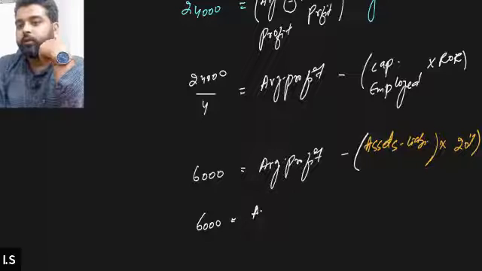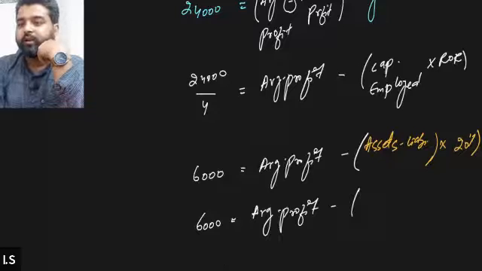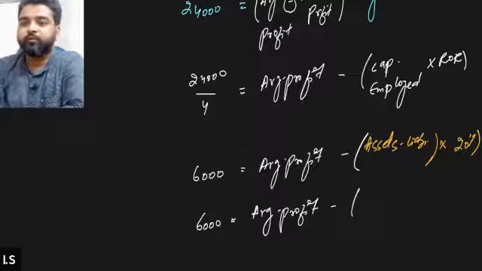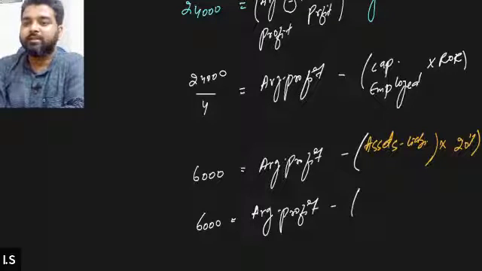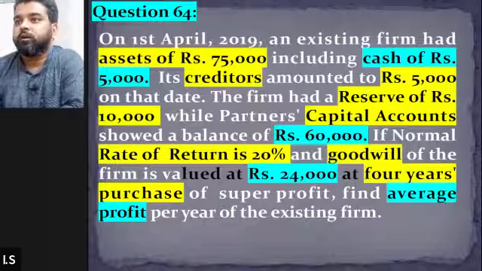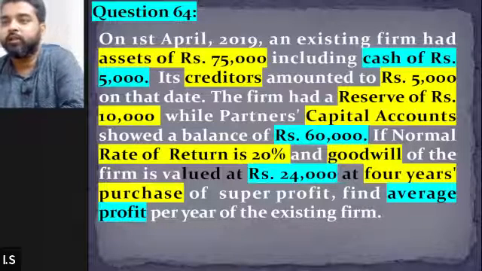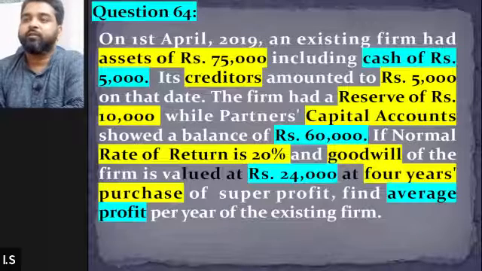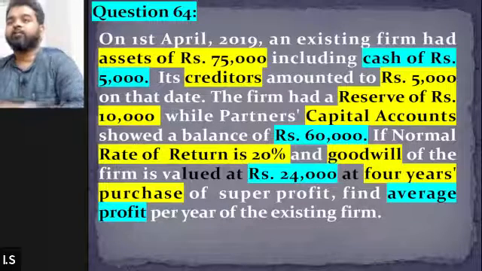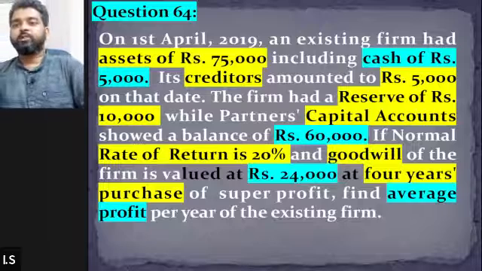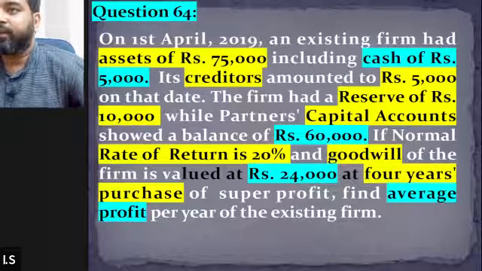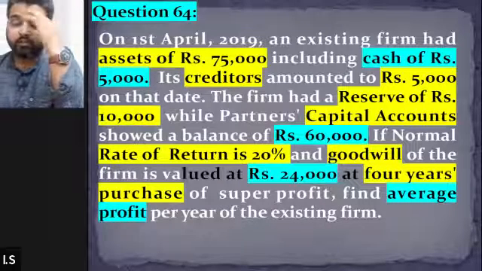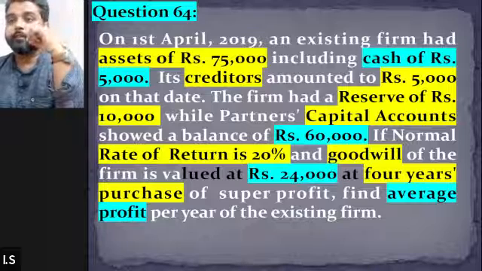$6,000. Average profit is still missing. Now, to find out the value of capital employed, we need to subtract the liability out of the value of the asset. So let's get back to the question. The value of the asset is already given directly. In the first line itself, it says an existing firm had assets of rupees 75,000, including cash of 5,000. So the total value of the asset is 75,000.